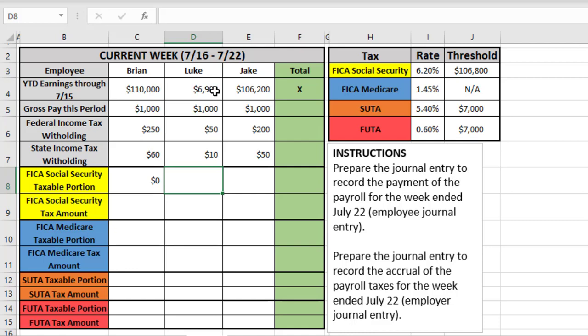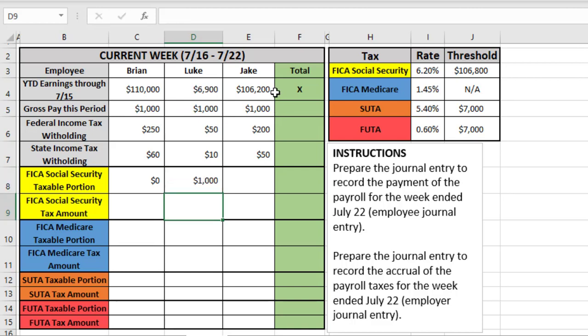Now when we move to Luke, we see that he's only made $6,900 up until this current pay period. So he's nowhere near the threshold of $106,800. So that means the entire portion of his gross pay is going to be subject to tax. So the taxable portion is going to be the entire $1,000.